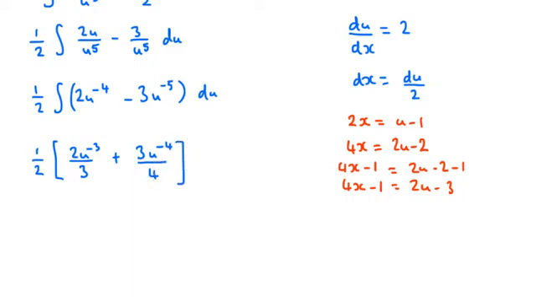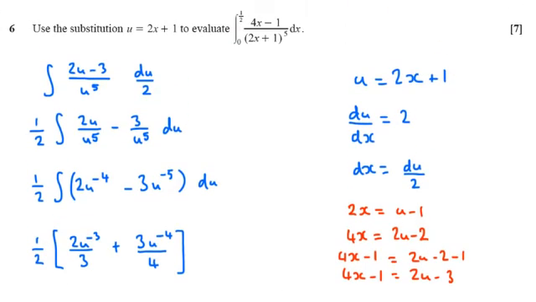We need to sort out our limits for the u's so that I don't have to put x back in. I could put x back in, but I'm just going to change the limits instead. We've got that we need to know when x is a half, what u is equal to. And we can see that here, when x is a half, that's going to be 1, so u is going to be 2. And when x is 0, u is going to be 1. So my new limits are 2 and 1.